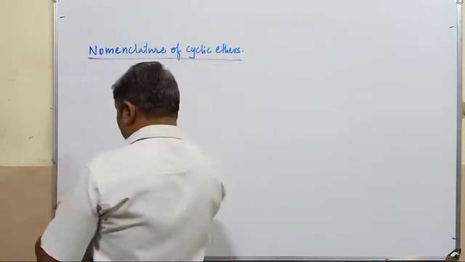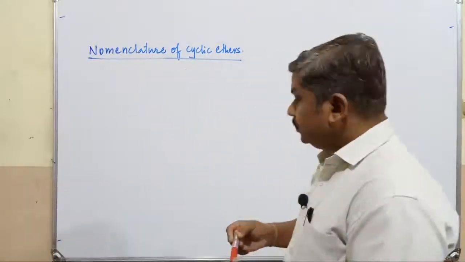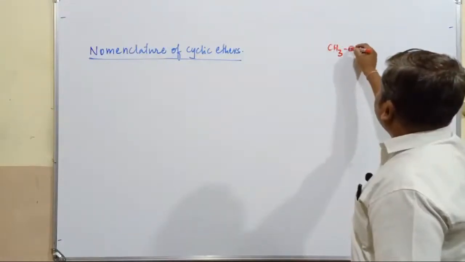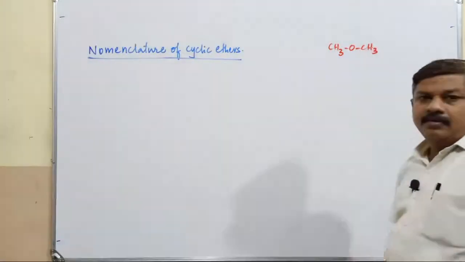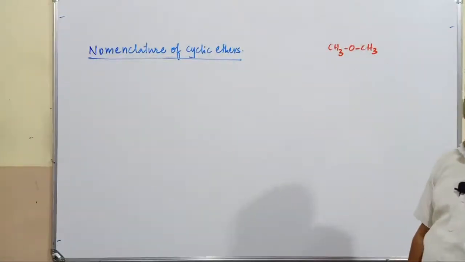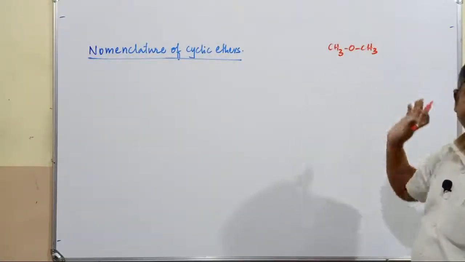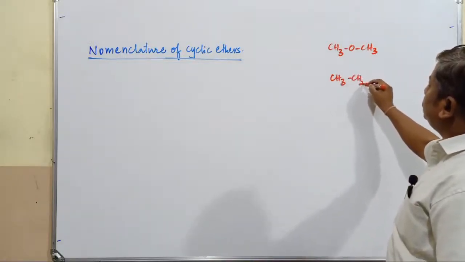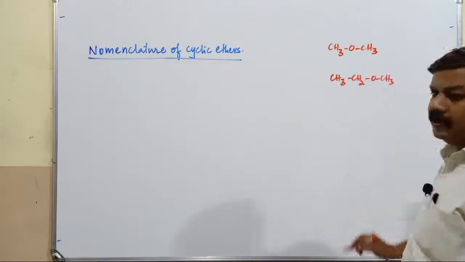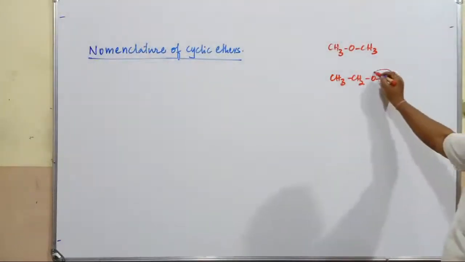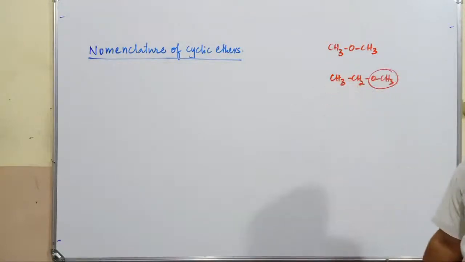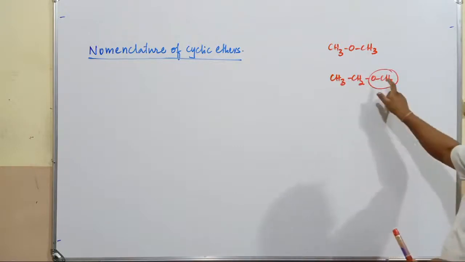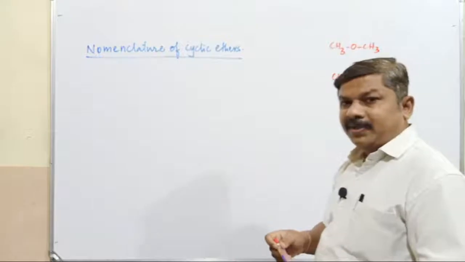In the previous lecture, we discussed how to write the IUPAC name of simple ethers. Simple ethers means, for example, CH3OCH3. The IUPAC name is methoxymethane, and the common name is dimethyl ether. You can take another compound, CH3CH2OCH3. This group is called methoxy, and the two carbon atoms are ethane. Methoxyethane is the IUPAC name and the common name is ethyl methyl ether. So these are all simple ethers.